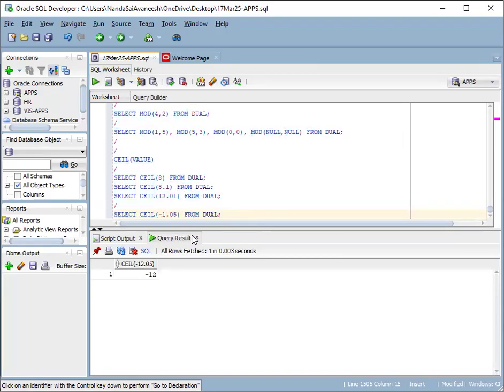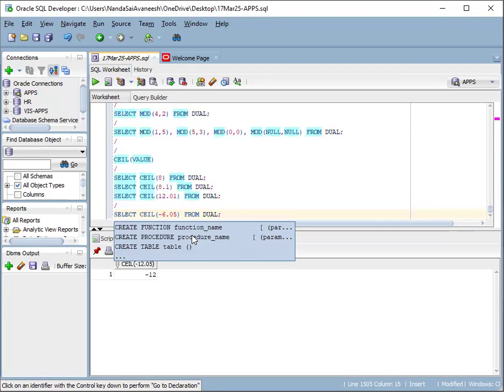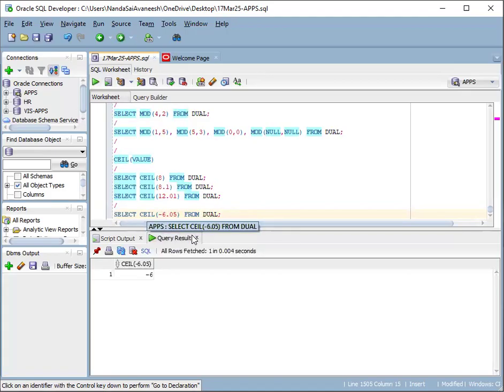Suppose you take minus 6.65, then it will be minus 6 here. Okay. So minus 6.65 is the existing value. So the CEIL of minus 6.65 will be minus 6 only. Suppose you use the CEIL of 6.05, then you will get 7 only.